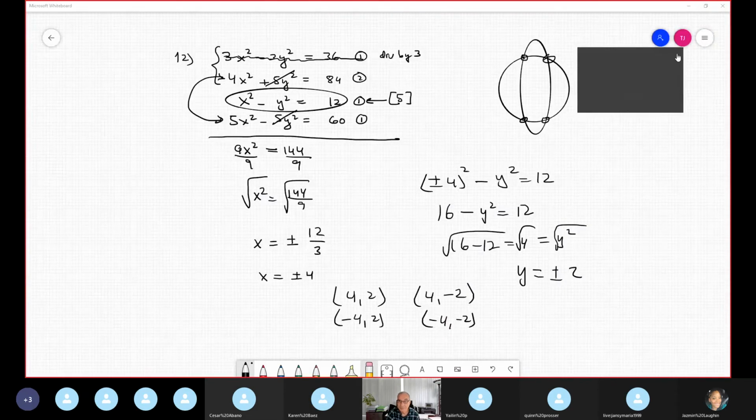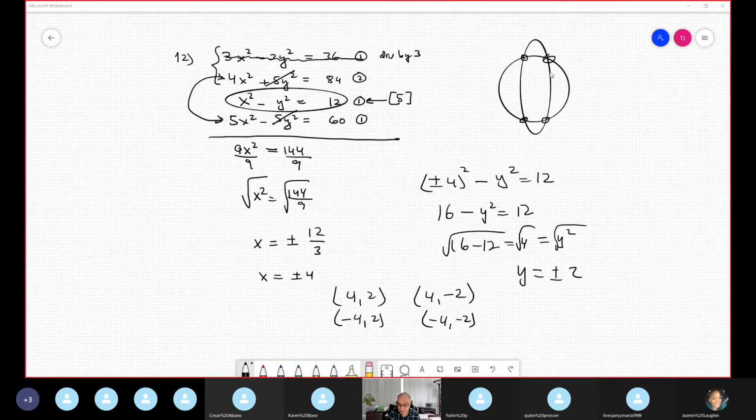Okay. Actually, this is a mistake. So this was not a circle. This is a hyperbola. Okay, it looks like that. What is the reason it's a hyperbola? Because there's a minus here.